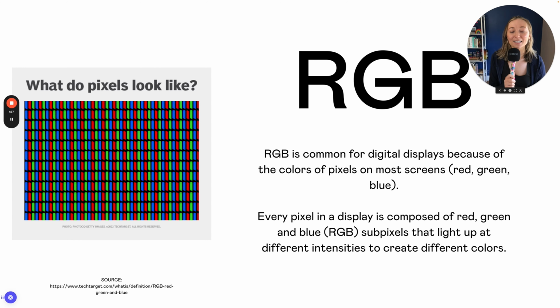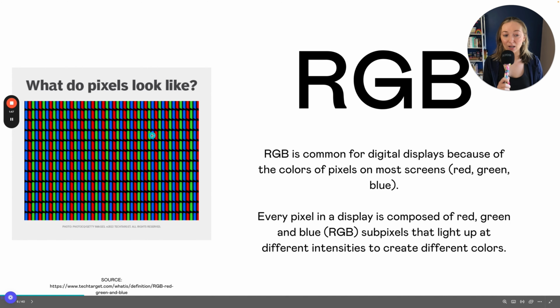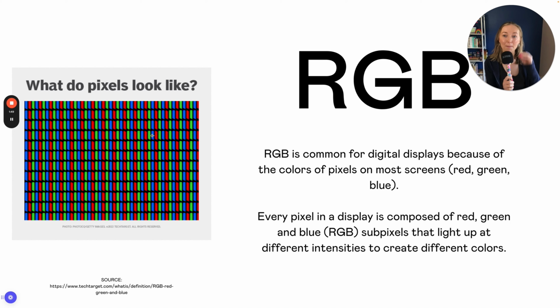The reason for that is because of pixels. RGB is common for digital displays because the color of pixels on most screens are red, green, and blue. Now, every single pixel has subpixels that make up that pixel, and those can light up at different intensities to create different colors. So that's why we describe color in this way. It's just because the medium of where they're being reflected is through pixels.